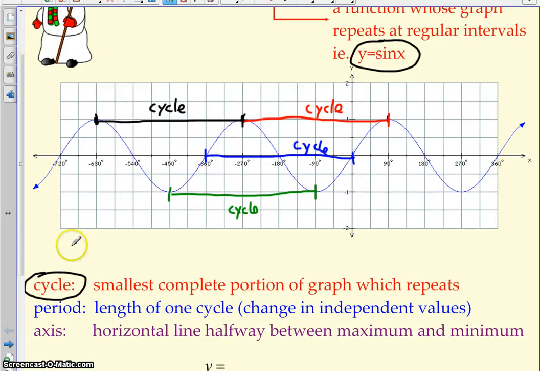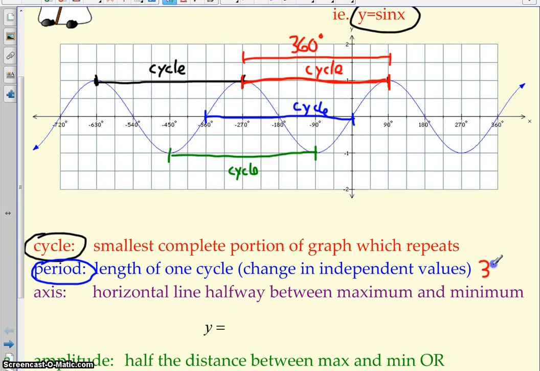Okay, now, specifically, once we have a cycle isolated, the period, if you've been in physics, you might have looked at what a period is, but a period is just the length of one cycle in terms of its independent variable. So let's just say we look at our red cycle right here, going from negative 270 degrees all the way up to 90 degrees. The period length will be the change in x over the course of that one cycle. So if we're going from negative 270 degrees to 90 degrees, what's that a difference of? Well, 90 minus negative 270 is a difference of 360 degrees. So in this case, we have a period of 360 degrees.